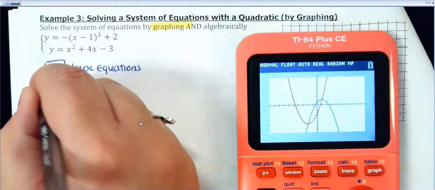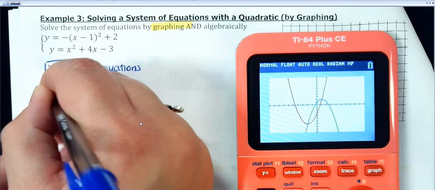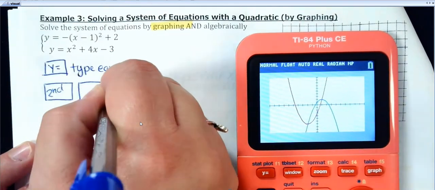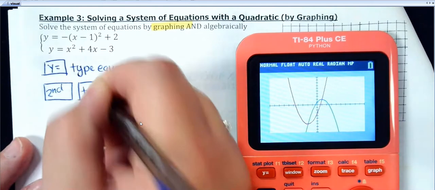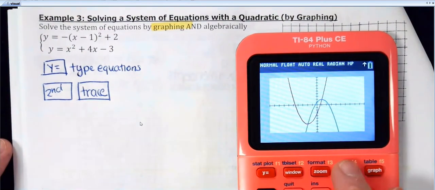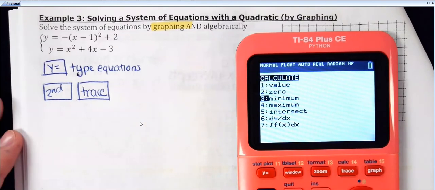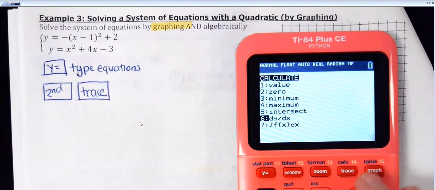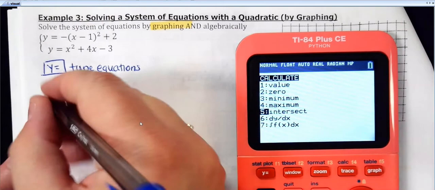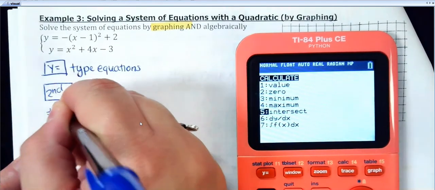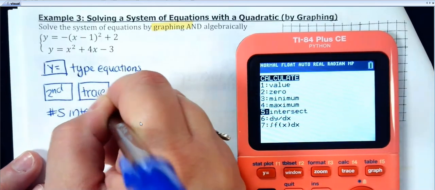What I'm going to use here, I'm going to hit second, and then that trace button. That's the calculate menu. So I'm going to hit second trace. If I'm solving the system, what am I looking for? Intersection. So I'm just going to arrow down to that, or you can type the number 5. If you arrow down to it, I think you have to hit enter. So number 5 says intersect. And I'm going to hit enter on mine.